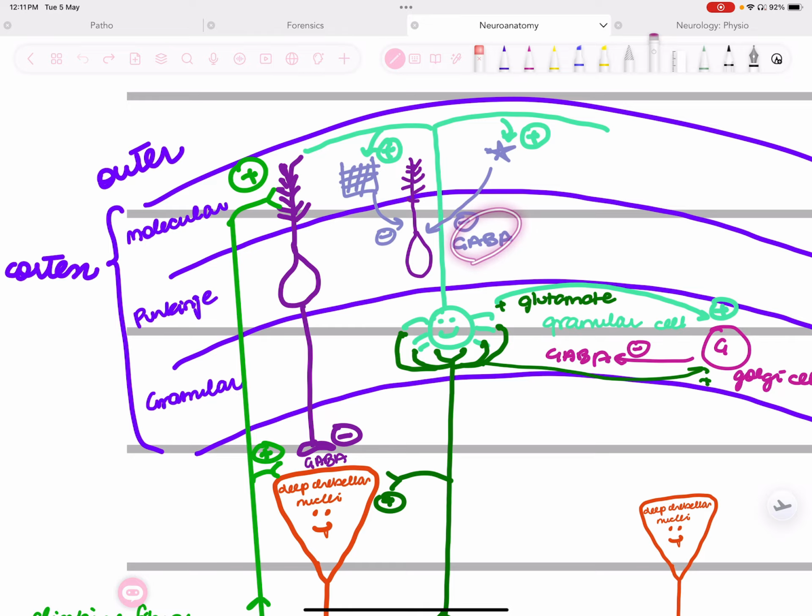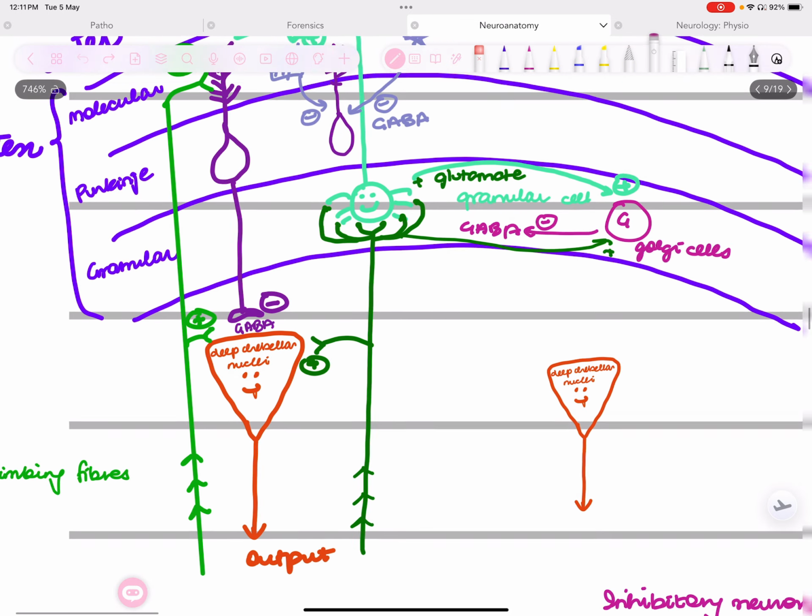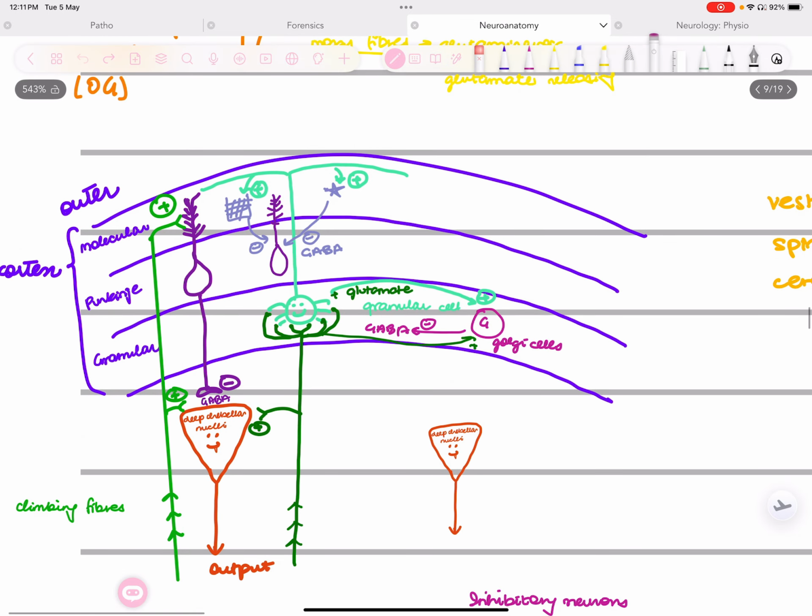by releasing GABA. And here you can see, what is this green one? This is a climbing fiber. The climbing fiber goes all the way up to the molecular layer and it interacts with the Purkinje cells and it's going to stimulate it. And Purkinje cell is inhibitory in nature. It's going to inhibit the deep cerebellar nuclei and release GABA. On the other hand, mossy fibers go up to the granular cell layer. In the granular cell layer, mossy fibers will release glutamate, and this glutamate is going to be stimulatory. It will have a stimulatory effect even on Golgi cells, right?